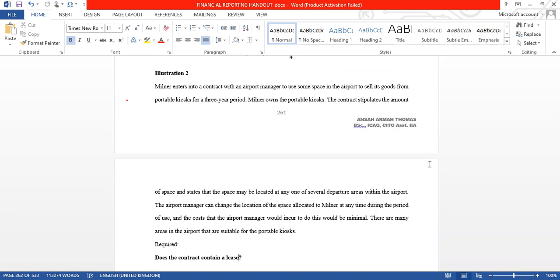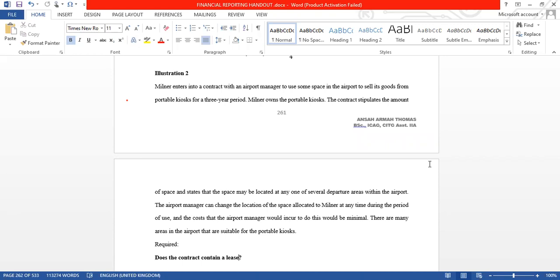So we have the period. Miller owns the portable kiosk. The contract stipulates the amount of space and states that the space may be located at any one of the several departures within the airport. Now, the airport manager can change the location of the space allocated to Miller at any time during the period of use. The cost that the airport manager would incur to do this would be minimal, and there are areas in the airport that are suitable for the kiosk.